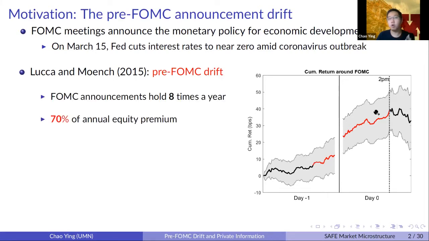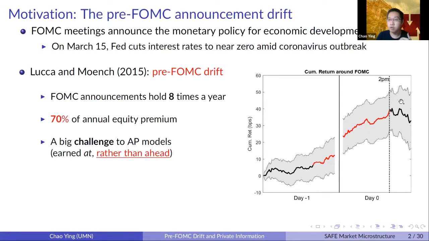FOMC announcements are held 8 times a year, which implies that 70% of the annual equity premium is realized on these 8 days before announcements. The large magnitude of the equity premium earned in this period makes it essential for us to understand it. However, it provides a big challenge to current asset pricing theory because they would predict the premium is earned at or after the announcement rather than ahead of the announcement.